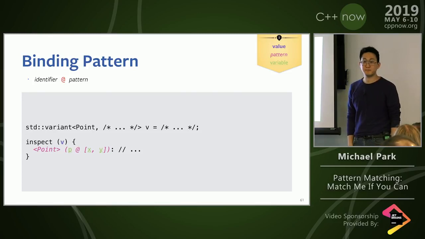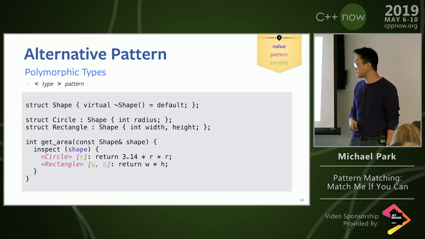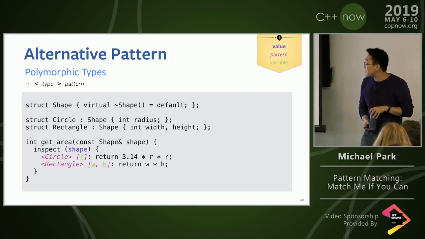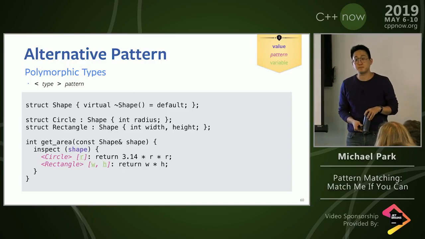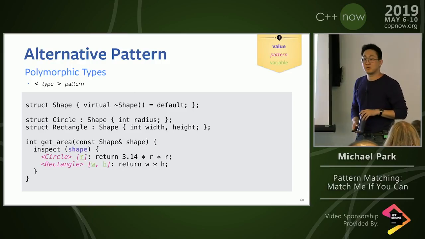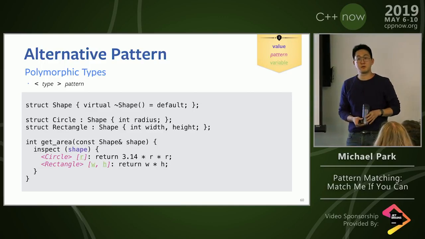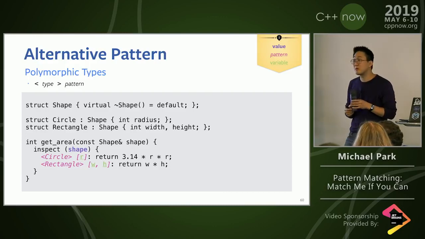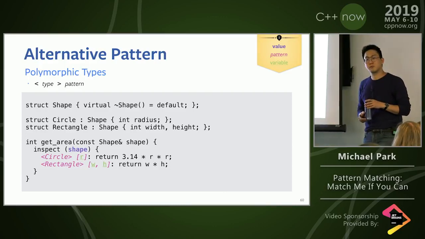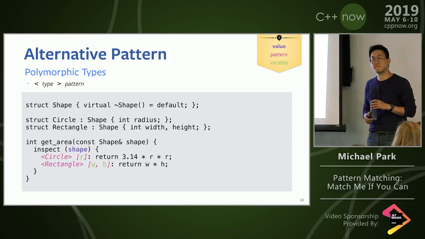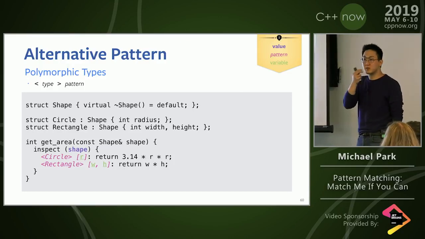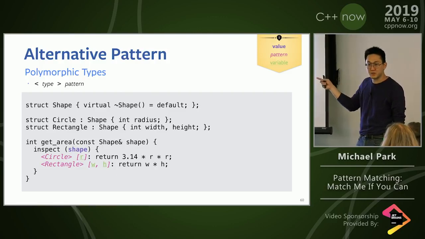Yeah, question? Look at the previous slide, please. Yes. Inside of inspect there are return statements. If we remove the return keywords and use inspect in place of a ternary operator, question mark colon, will that work? If I write int a equals inspect shape, and inside of inspect there are no return keywords, will that work? So the question is, can this become an expression essentially?